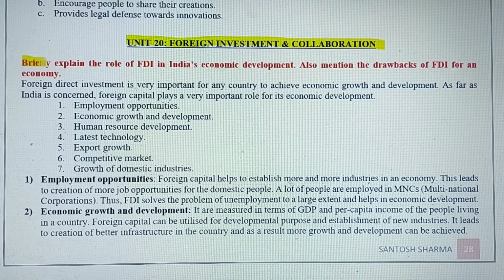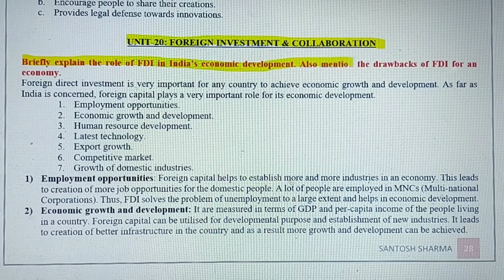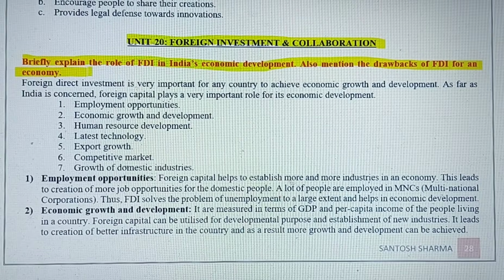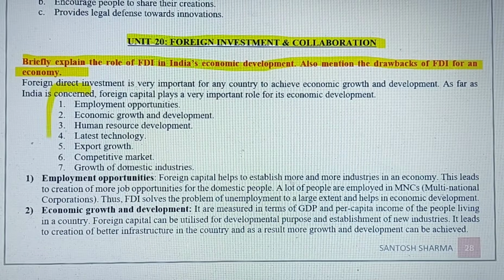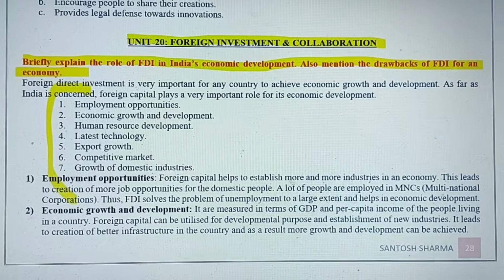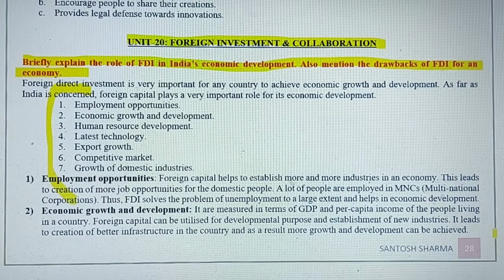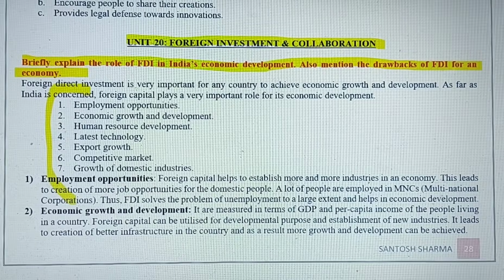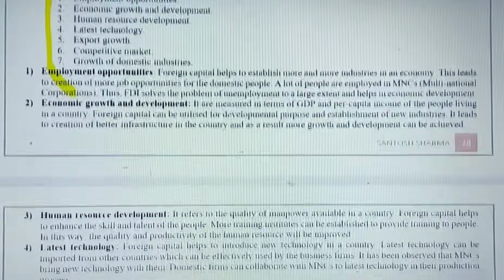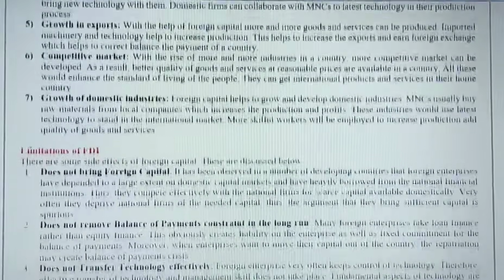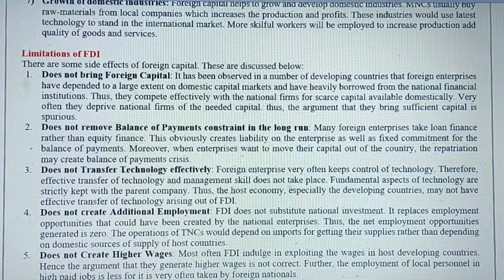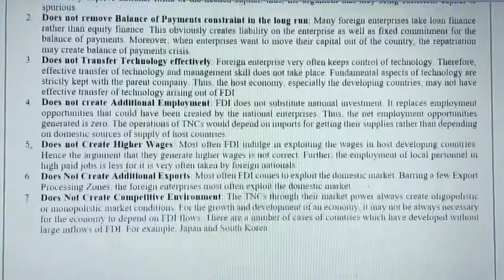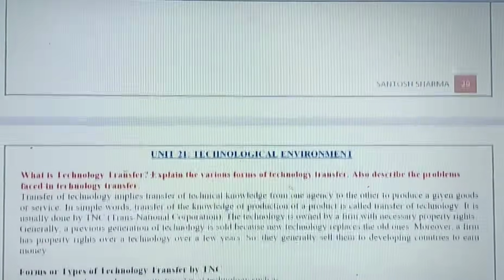And from here, briefly explain the role of FDI in economic development of India, and also mention the drawbacks of FDI in the case of India. So these are all the advantages of FDI, like giving employment, economic growth and development, human resource development. So like that, there are so many advantages of FDI in a country like India, but it has some limitations also. So you can get it for 20 marks. So this question must be revised for the exam.